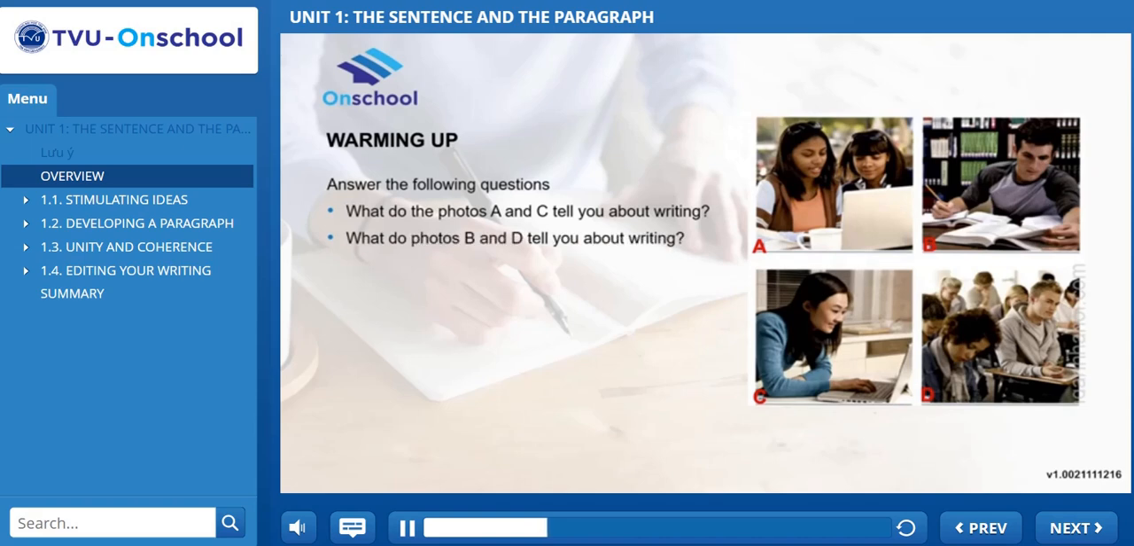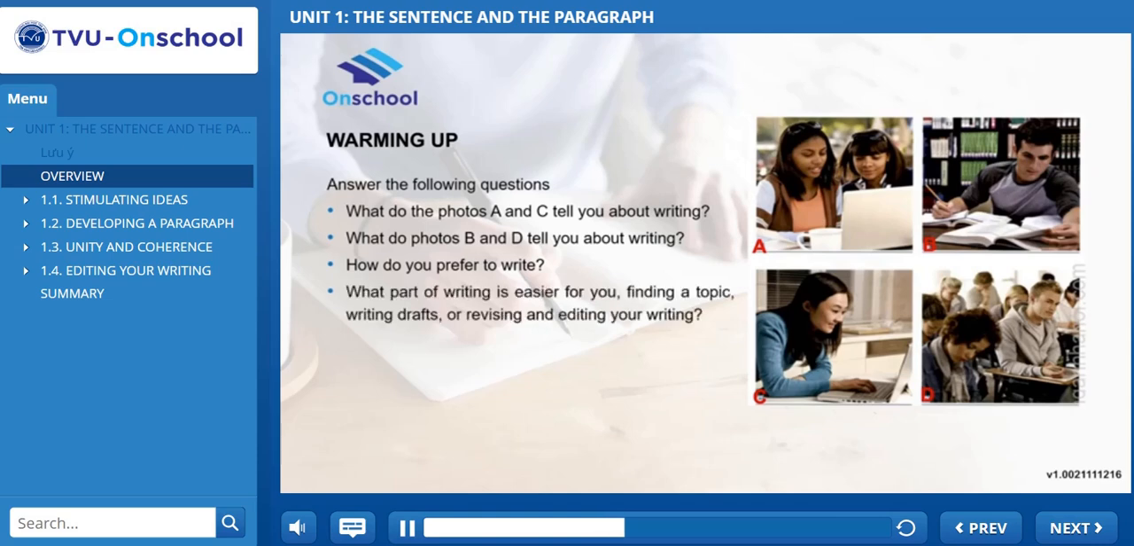What about photos B and D? What do they tell you about writing? Yes, they are writing something on a notebook or a paper. What about you? How do you prefer to write? Some of you may prefer to type on a computer, while some others may like writing with your pen or pencil. When you write, what part of writing is easier for you?